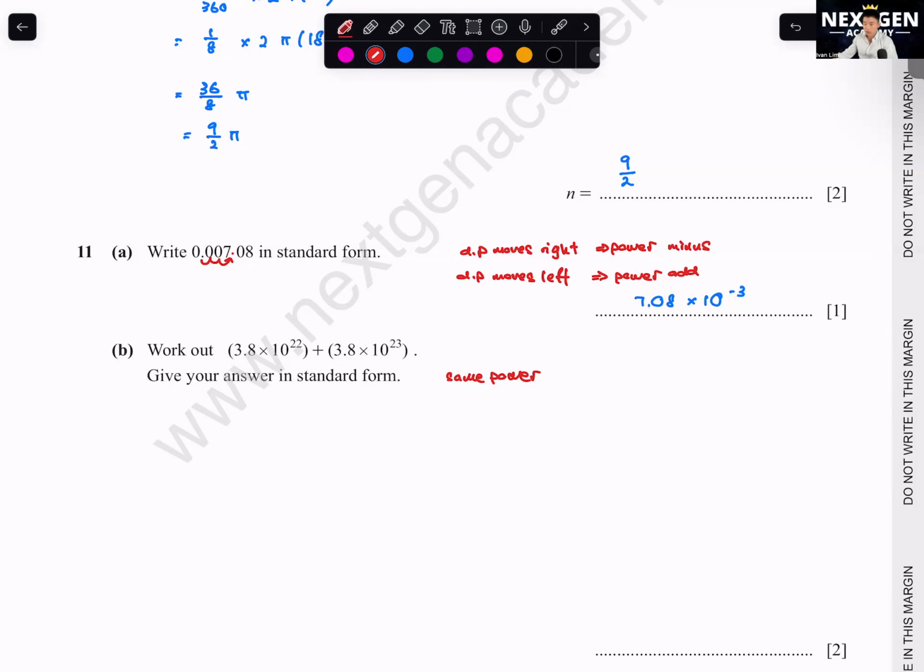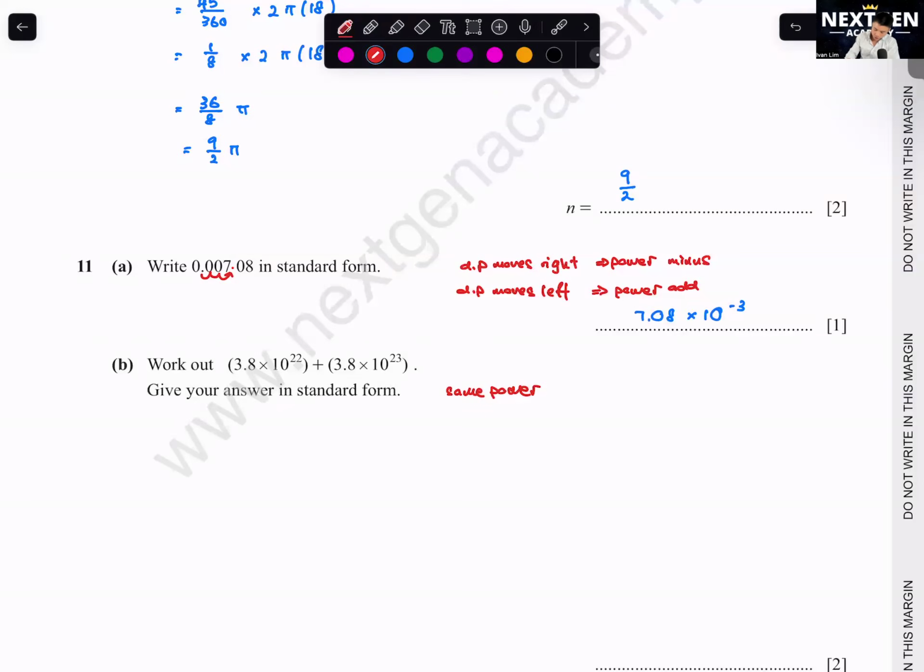Now the question is why 23? Because slightly shorter steps. Slightly only, but both, as what Jiaxuan says, are actually okay. I'll show you both in case you all use a different way. Let's say if we change it to power 23, that means I need to change this one first. If I want to change it to power 23, this one I plus 1 means my dp moves to the left by 1. So this will become 0.38 times 10 to the power of 23. Understand the logic? Plus 3.8 times 10 to the power of 23.